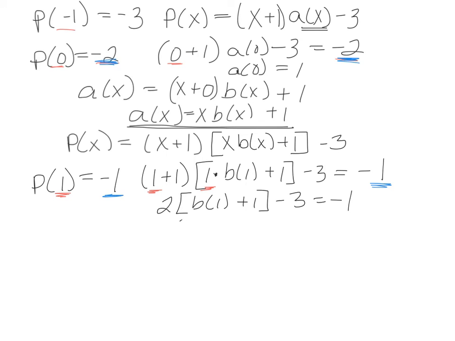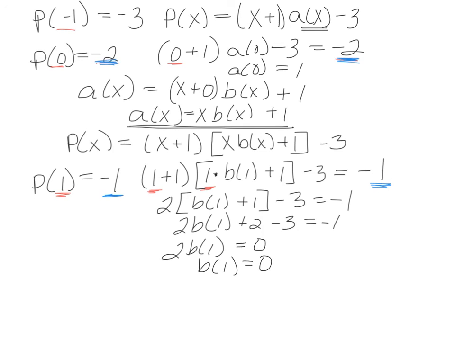Distribute that 2. I have 2 times b of 1 plus 2 minus 3 equals -1. Go ahead and take those constants to the other side. 2 minus 3 is -1. So add 1 to both sides and I get 0. So b of 1 equals 0. And that's not right. So let's find our mistake.